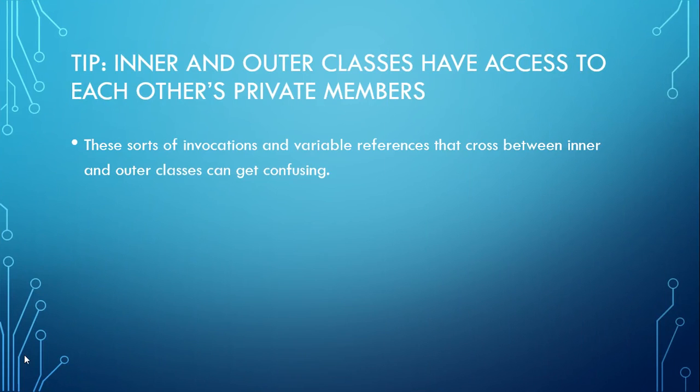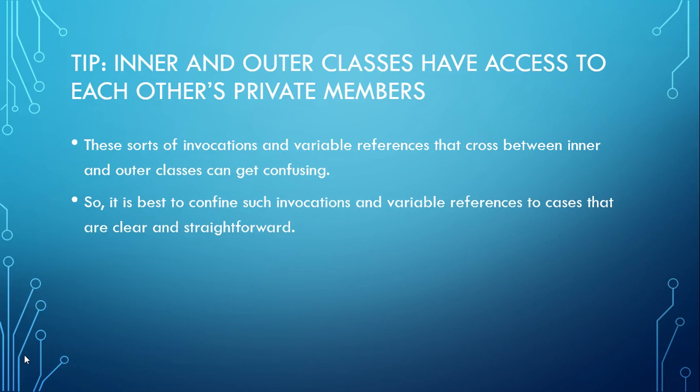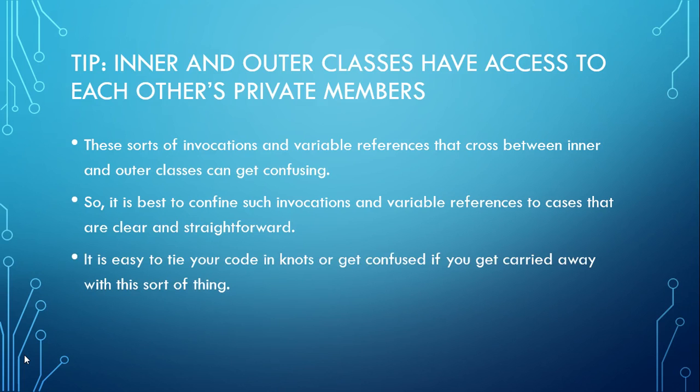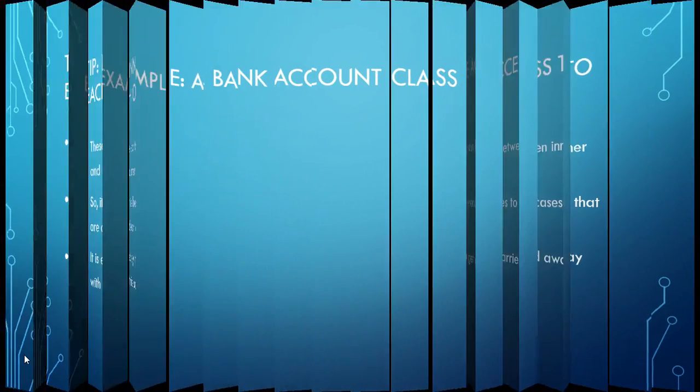Now these sorts of invocations and variable references that cross between inner and outer classes can get confusing. So it is best to confine such invocations and variable references to cases that are relatively clear and straightforward. So you don't always have to try to make it an inner class or an outer class. Now it's easy to tie your code in knots or get confused if you get carried away with this sort of thing. All right, so it's not necessarily a be-all end-all solution that you should always be programming this way.